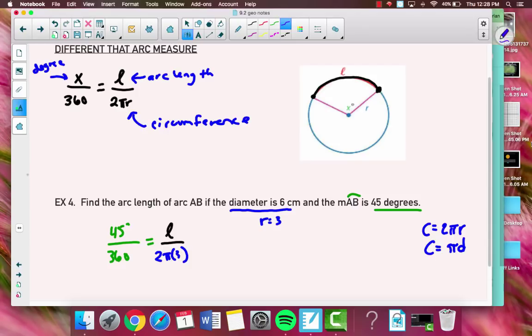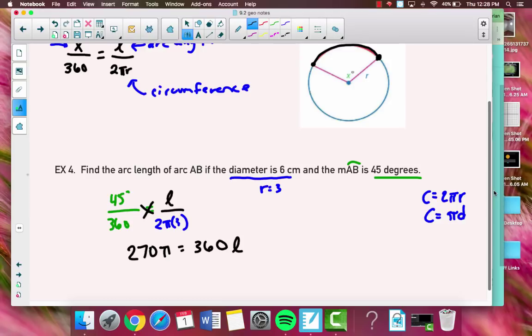When you do these problems, you're going to be cross-multiplying because we've done proportions before. Hopefully that's familiar. So we'd have 45 times 6 pi. I'm going to leave pi in my answer to start. So I get 270 pi equals 360 L. Then I'm going to divide. 270 divided by 360 gets us 3/4. So dividing by 360, notice I'm leaving pi in my answer.